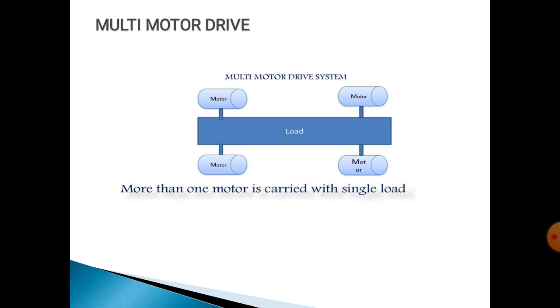And next is multi-motor drive. In this drive, more than one motor is connected with a single load. That means there are several drives, each of which serves to actuate one of the working parts of the driven mechanism. For example, a crane.